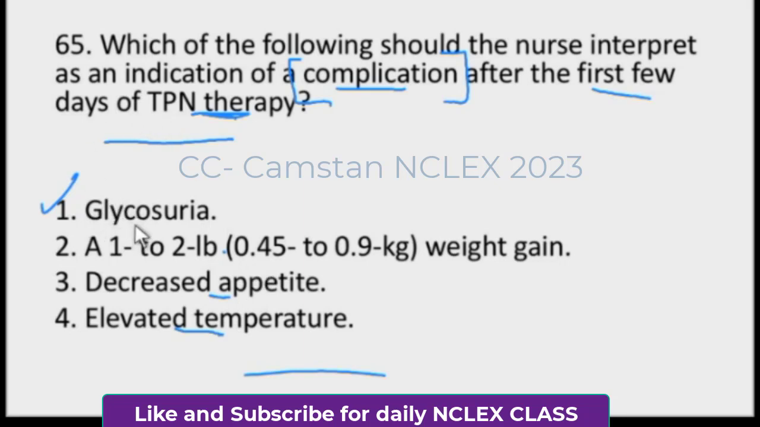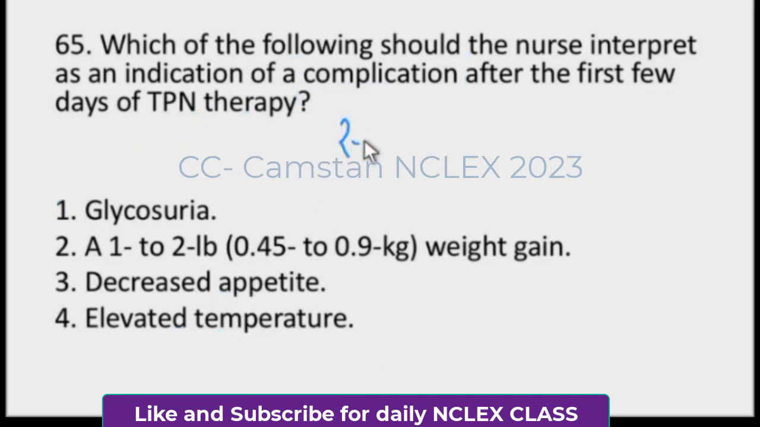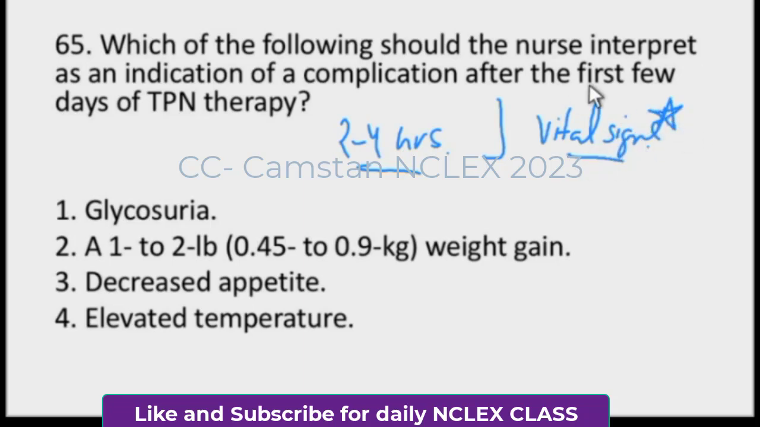Well, vital signs should be taken every 2 to 4 hours after initiation of TPN therapy to detect any early signs of complication. So it is very necessary to monitor the vital signs every 2 to 4 hours after the TPN therapy so that early complications can be prevented.